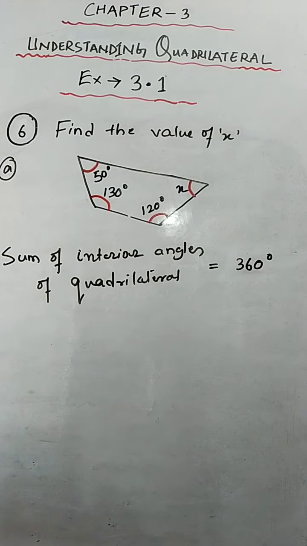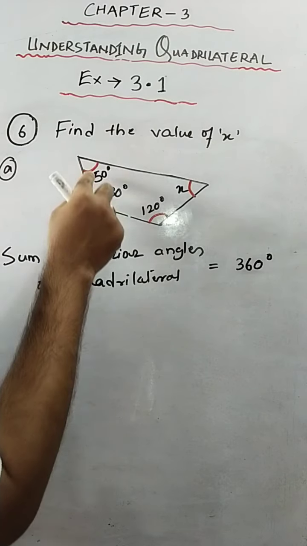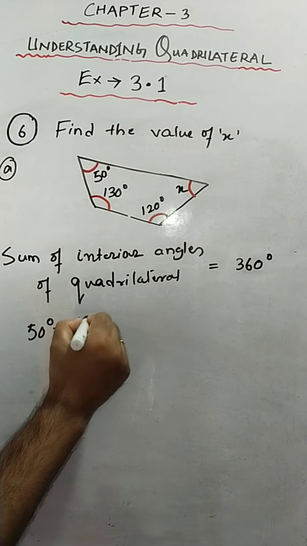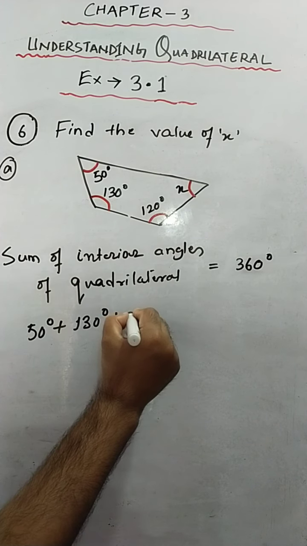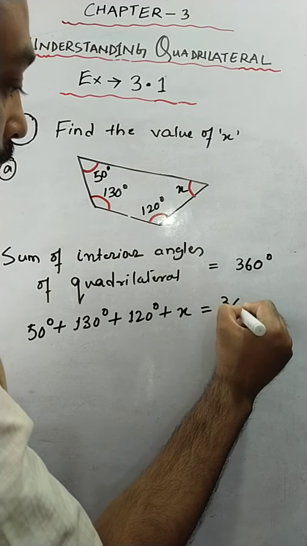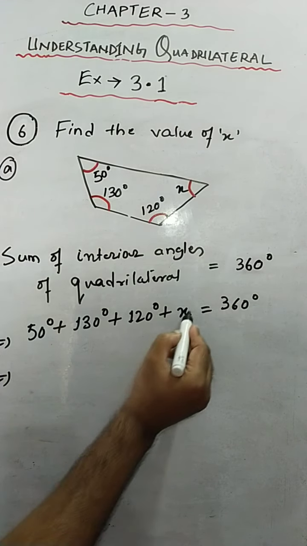Okay. Now, how many angles are there? 4. So you will write all the angles. 50 degrees plus 130 degrees plus 120 degrees plus x is equal to 360 degrees. Now, what is our main objective, students? To get the value of x.